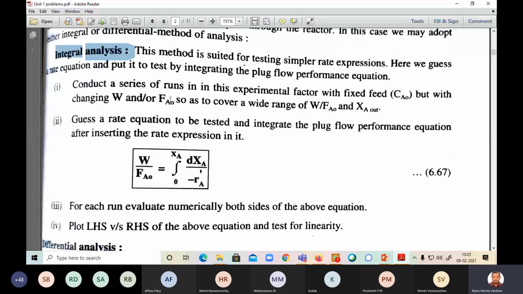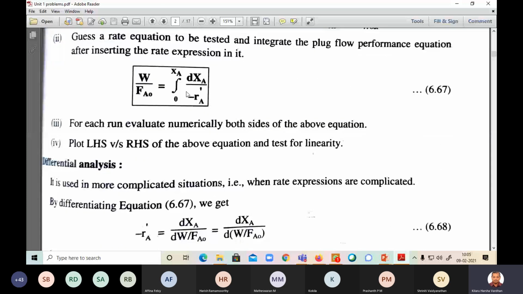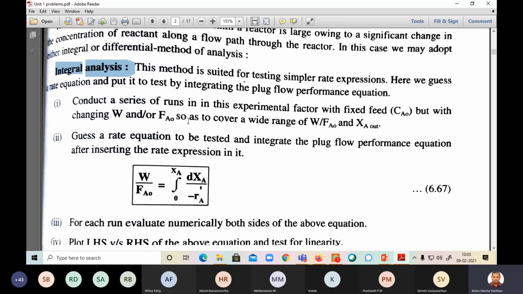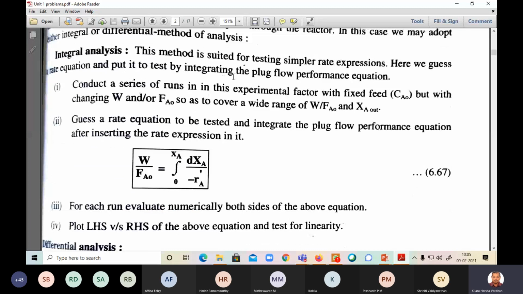Even in this particular setup, we can do a differential method of analysis also. In the differential method of analysis, your minus RA, you'll put just like that, right? You can see the same plug flow. We can do a differential analysis also. This is more used in more complicated situations, whereas the integral method is used in simpler situations, when the rate order is very small.